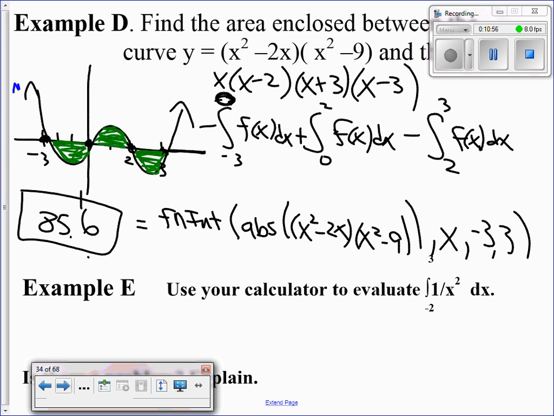And we know because the leading term would be x to the 4th, it goes up to the right. So it has this kind of W shape. So you want to see if you have the right shape.